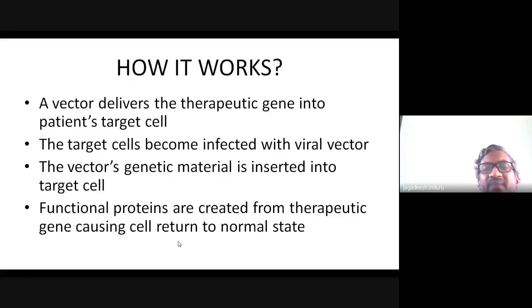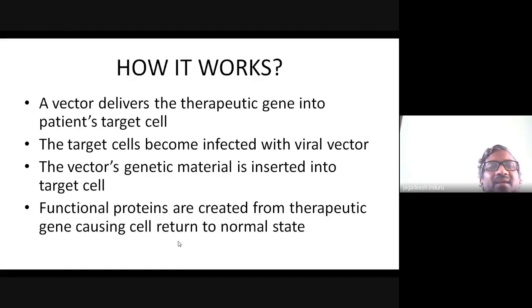So the target cell becomes infected with the viral vector. Once we give that particular vector, whether viral or non-viral, it diffuses into or enters the cell. The vector genetic material is inserted into the target cell, and functional proteins are created from the therapeutic gene, causing the cell to return to the normal state. This is actually the journey. For that purpose, we are using vectors.